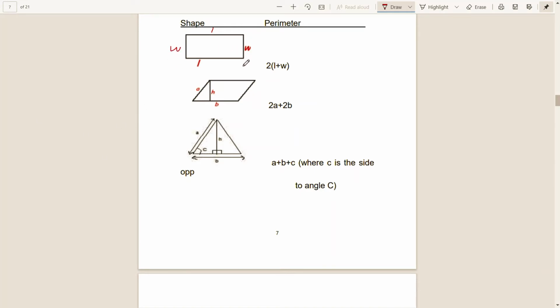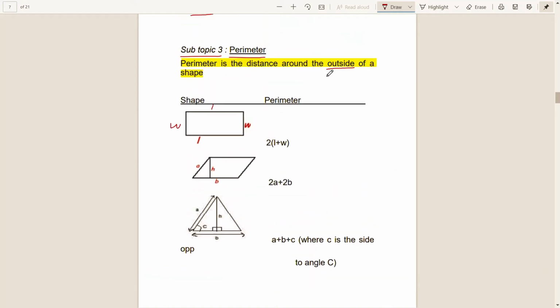Remember, the perimeter is the distance around the outside of a shape, not inside, but outside. Then this will be added up: this length plus this length plus this length, right? So we'll get L plus W plus L plus W. We're adding the outside lengths of the rectangle. We get 2 into L plus W, or 2L plus 2W, right?